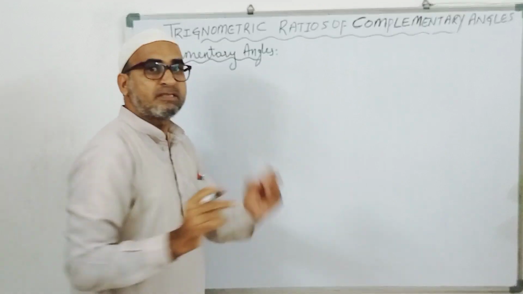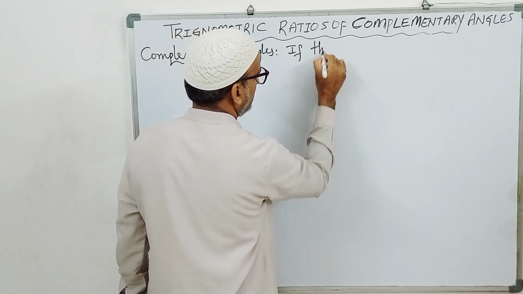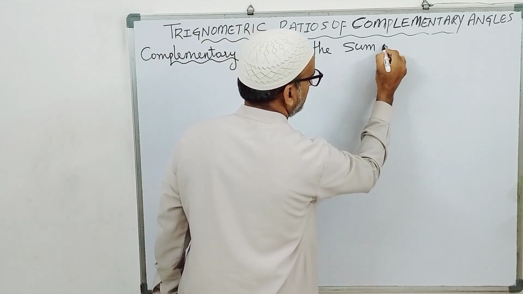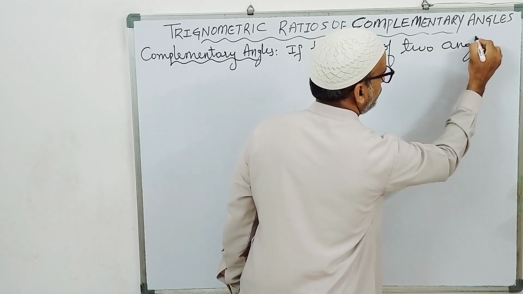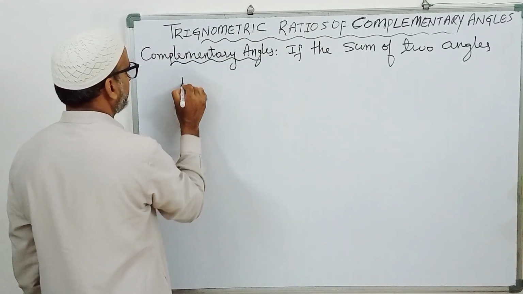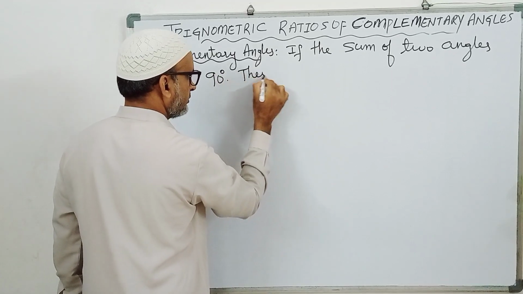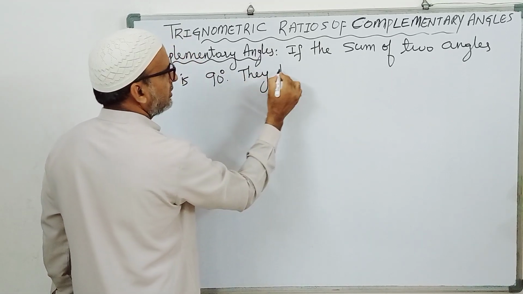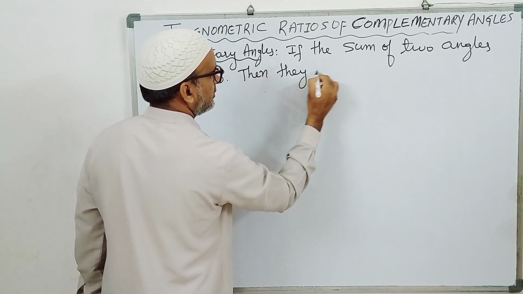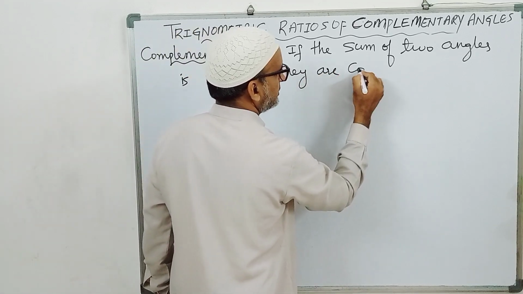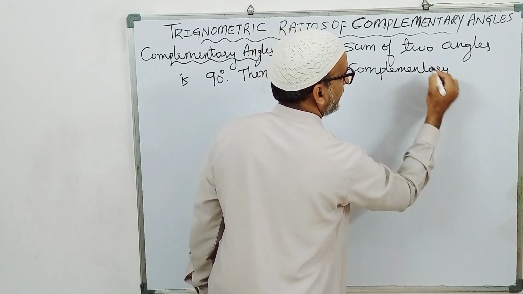It means if the sum of any two angles, if the sum of two angles is 90 degrees, then they are complementary angles. Complementary angles.